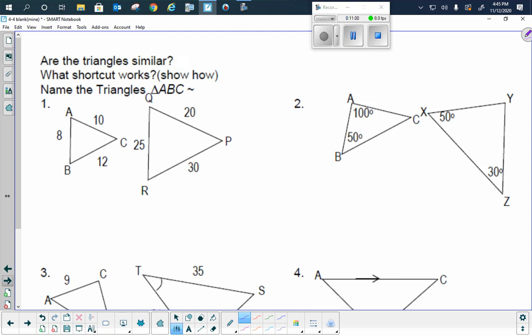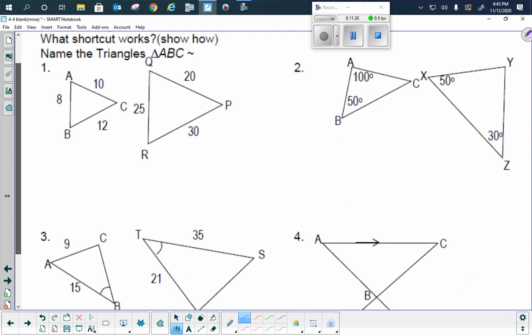Okay, so notice for the problems that you'll see in your homework, we're going to ask you, are the triangles similar? What shortcut works? Okay, so show how. That in other words means side side side, side angle side, angle angle, those things. And then it says also name the triangles. Triangle ABC, and notice that symbol. That means similar. Triangle ABC is similar to what? Okay, so here we go. One thing at a time.